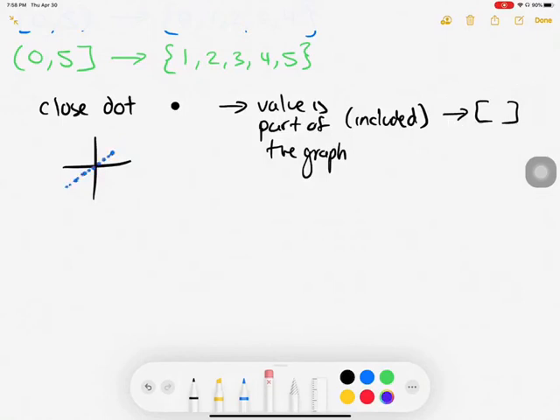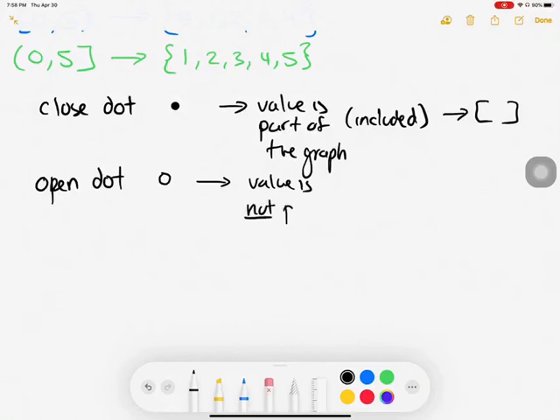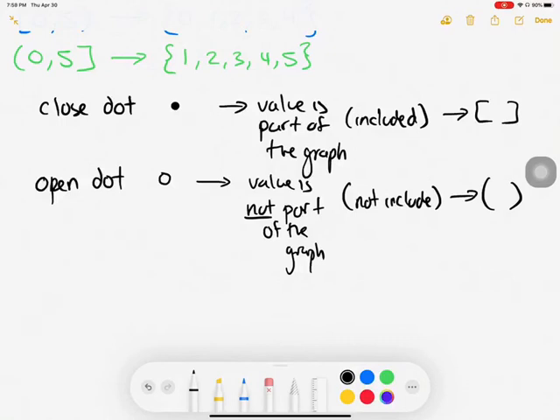Another situation that you might have is the open dots. You can also have open dots in graphs. An open dot is a circle or a dot that is empty in the middle. And this is the opposite: the value is not part of the graph. It's not included. And since this is the opposite of the brackets, these values are going to contain a parenthesis.